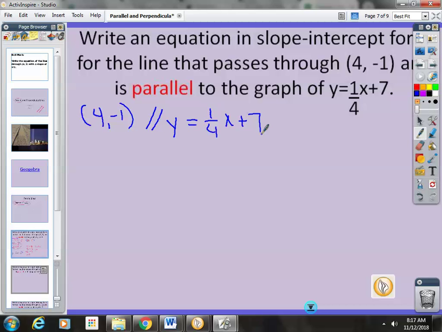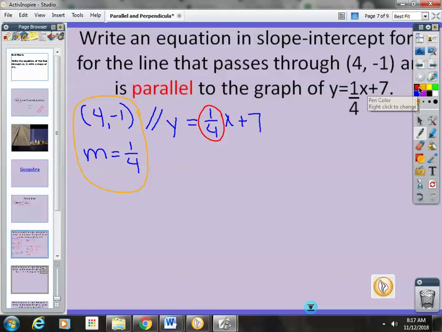Now, they told us that our lines were parallel. We know that two parallel lines have the same slope. So what's the slope of our equation going to be? Very good. It's going to be 1/4. Go ahead and circle 1/4. That's our slope. So we have a slope and we have an ordered pair. Could we write an equation?